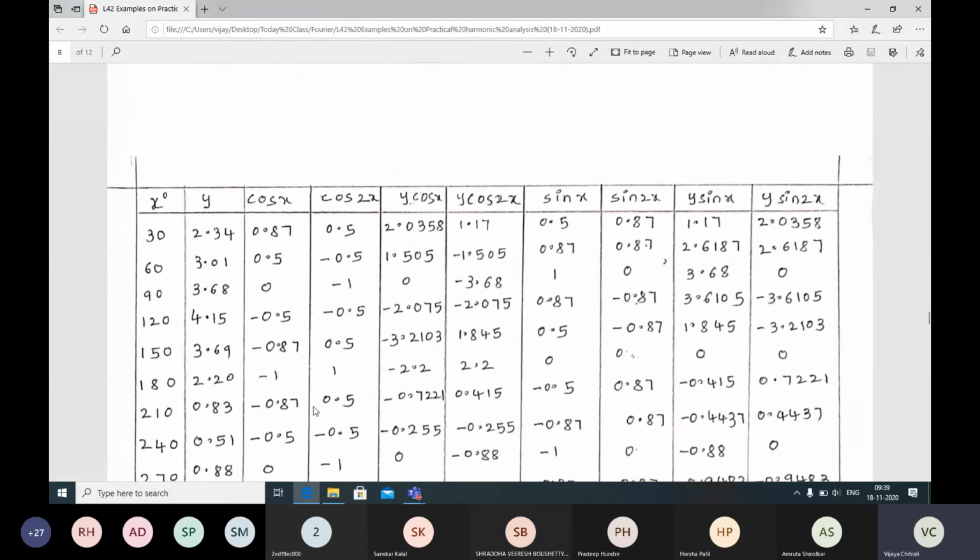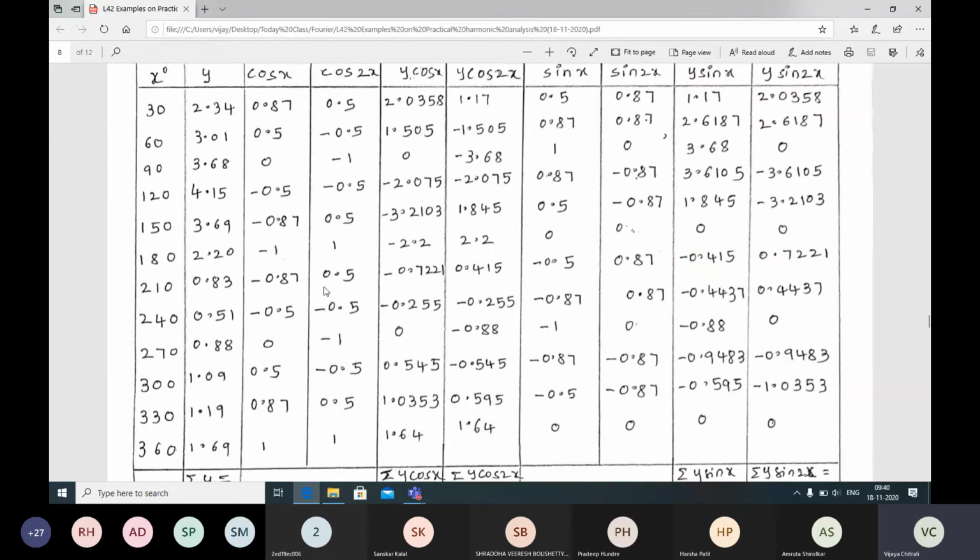Next cos 2x, so 2 into 30 is 60: cos 60 is 0.5, cos 120 is minus 0.5, cos 180 is minus 1, cos 240 is minus 0.5, cos 300 is 0.5, cos 360 is 1, and cos 420 is 0.5, cos 480 is minus 0.5, cos 540 is minus 1, cos 600 is minus 0.5, cos 660 is 0.5, cos 720 is 1, because 2 into 360 is 720. 2 into 330 is 660, 2 into 300 is 600. So we will get the values like this.